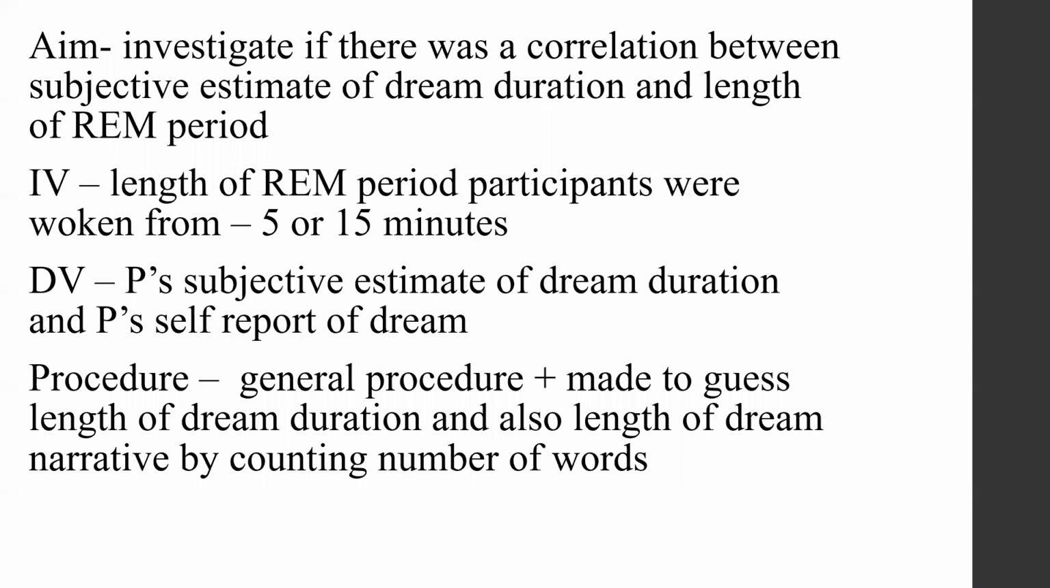Okay. So the second part of the experiment was to investigate if there was a correlation between subjective estimate of dream duration and length of REM period. So the IV for this was the length of REM period participants were woken from, whether it was 5 or 15 minutes. The dependent variable was their subjective estimate of dream duration and the participant's self-report of dream. So for the estimate of dream duration, once they were woken up, they were asked whether they thought it was 5 minutes or 15 minutes.